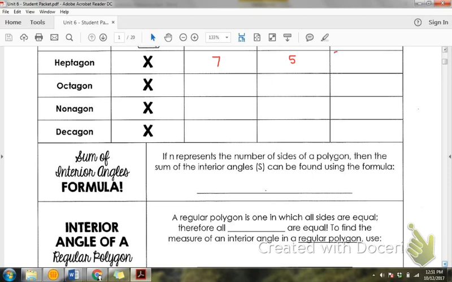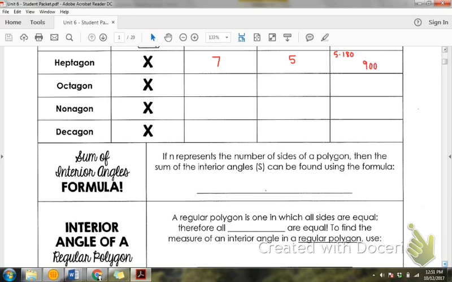Okay, we're going to multiply the number of triangles, which is 5 times 180. Make sure you're thinking it's the number of triangles times 180, not the number of sides times 180. And Brooklyn, what is 5 times 180? I'm sorry, what did you say? 900. Okay.